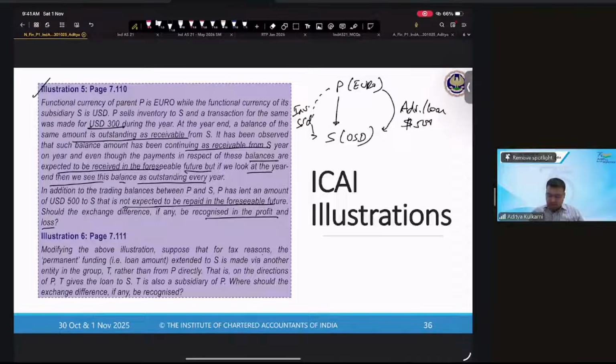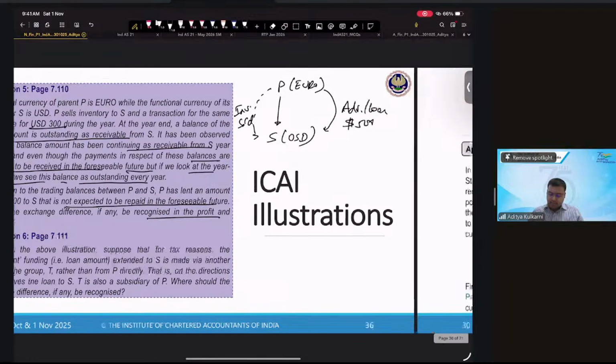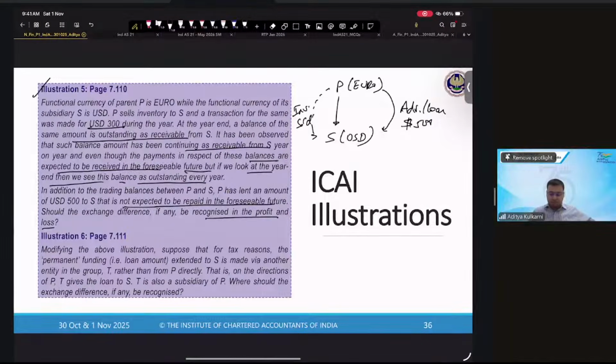Modifying the above, suppose that for tax reasons, the permanent funding extended to S is made via another entity in the group, T, rather than from P directly. So P gives loan to T, T gives loan to the subsidiary. Earlier, P was giving to S directly. Now P gives to T and T gives to S, on the directions of P. T is also a subsidiary of P. So where should the exchange difference, if any, be recognized?